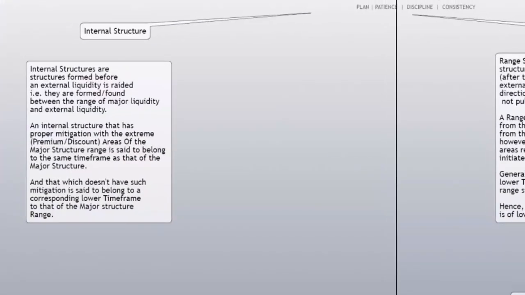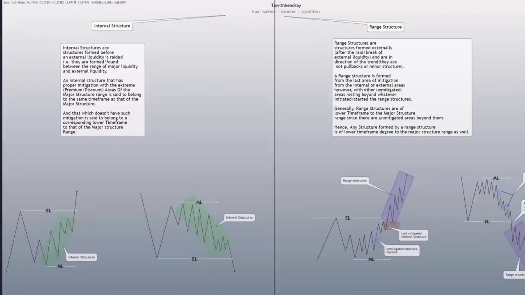Internal structure first. Internal structures are structures formed before an external liquidity is raided. They are formed or found between the range of major liquidity and external liquidity. An internal structure that has proper mitigation with the extreme premium or discount areas of the major structural range is said to belong to the same time frame as that of the major structure. And that which doesn't have mitigation is said to belong to a corresponding lower time frame to that of the major structure range. What are we saying here?